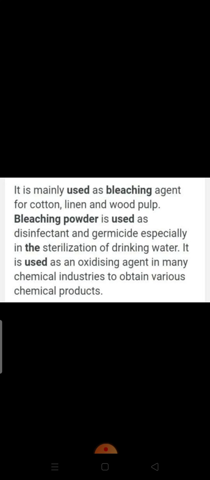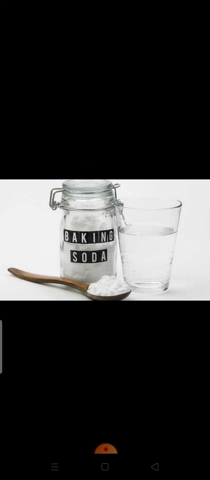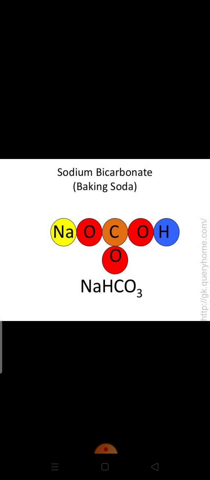So this is all about bleaching powder. Now our next topic is baking soda. Students, chemically baking soda is sodium hydrogen carbonate with the formula NaHCO3. It is also called sodium bicarbonate.